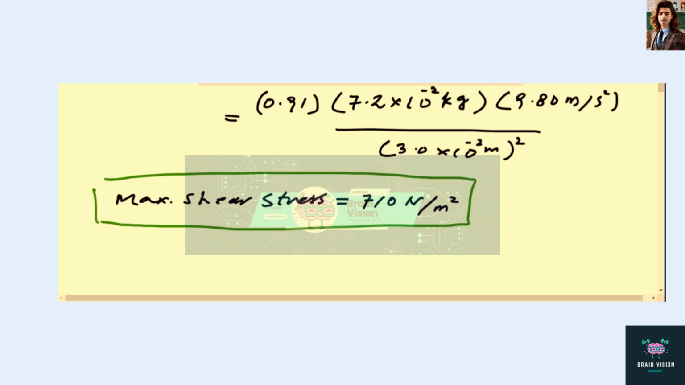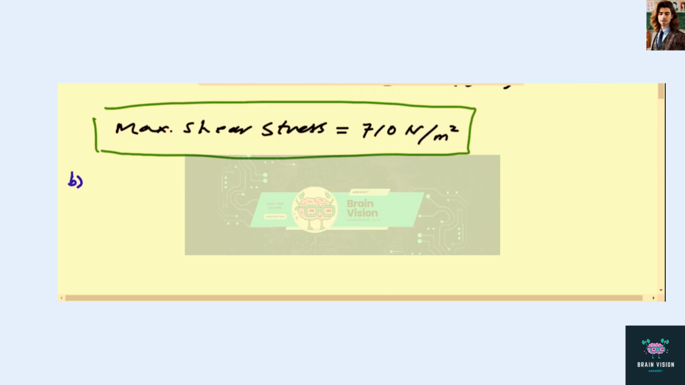Let's move to the second part of this problem. In part B of this problem, we are going to calculate the maximum possible amount of shear strength. So let's write the equation for the maximum possible amount of this shear strength. So this is equal to delta x divided by L naught.